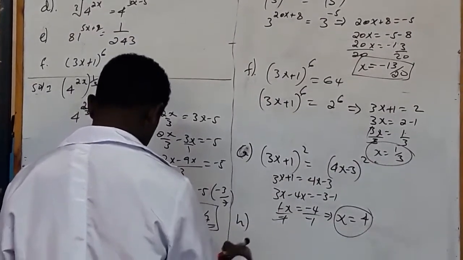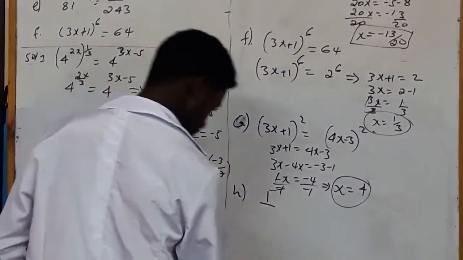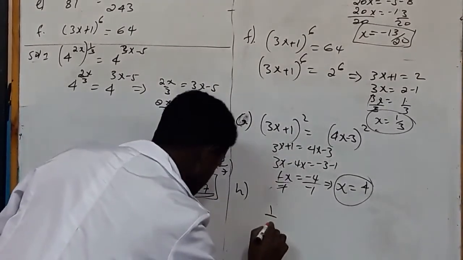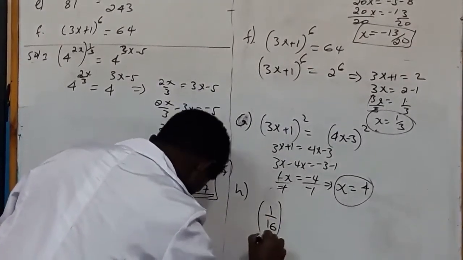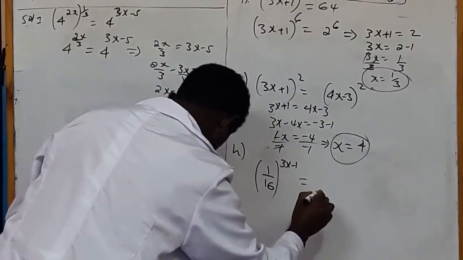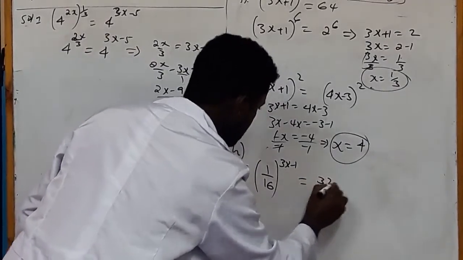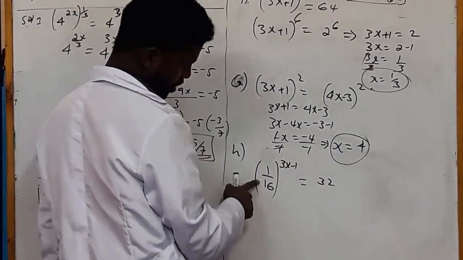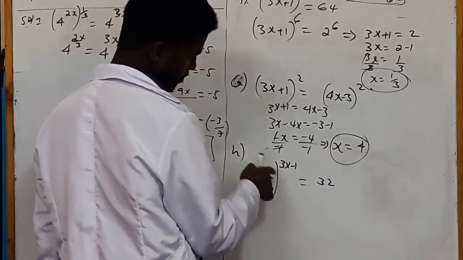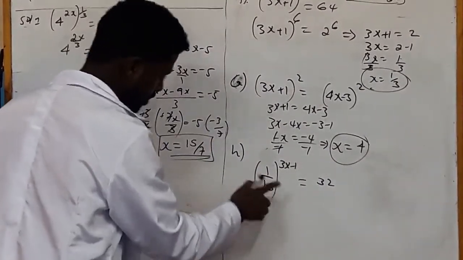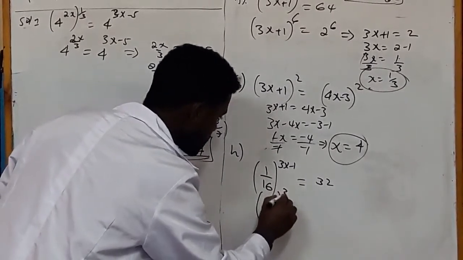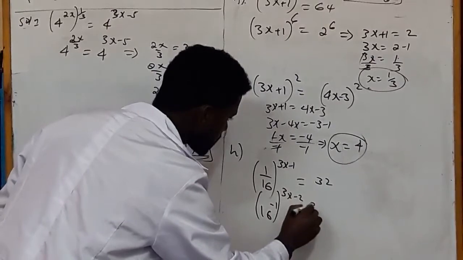Let me continue with H, a brief example. To make it visible, (1 over 16) to the power of 3x minus 1 is equal to 32. Now this number is a fraction, not a base, and this one is a normal number. So we have to write this number as a power of 4. In order to write this, 16 to the power of negative 1, and the whole power of 3x minus 2, is equivalent to 32.